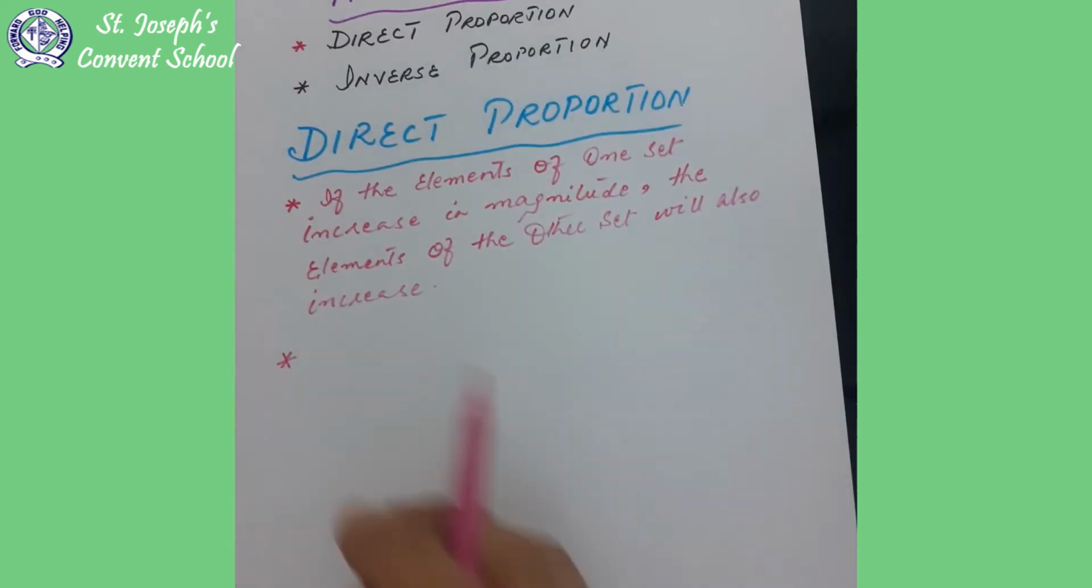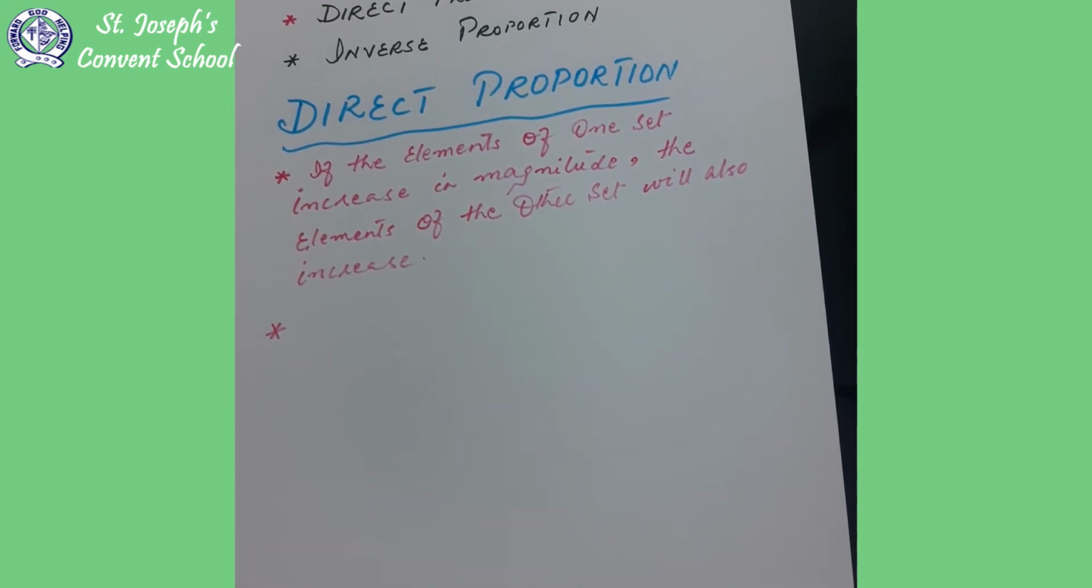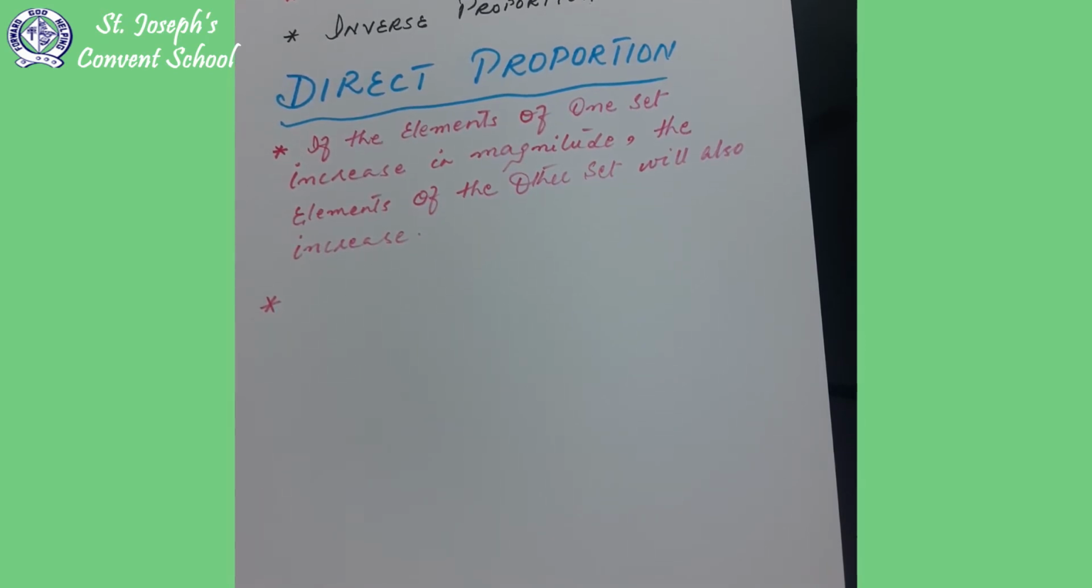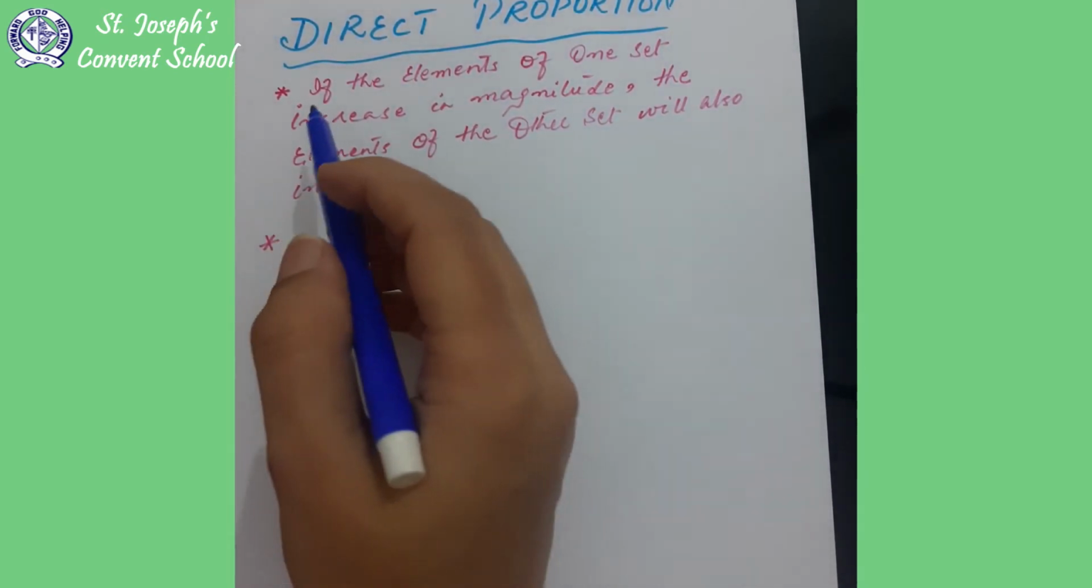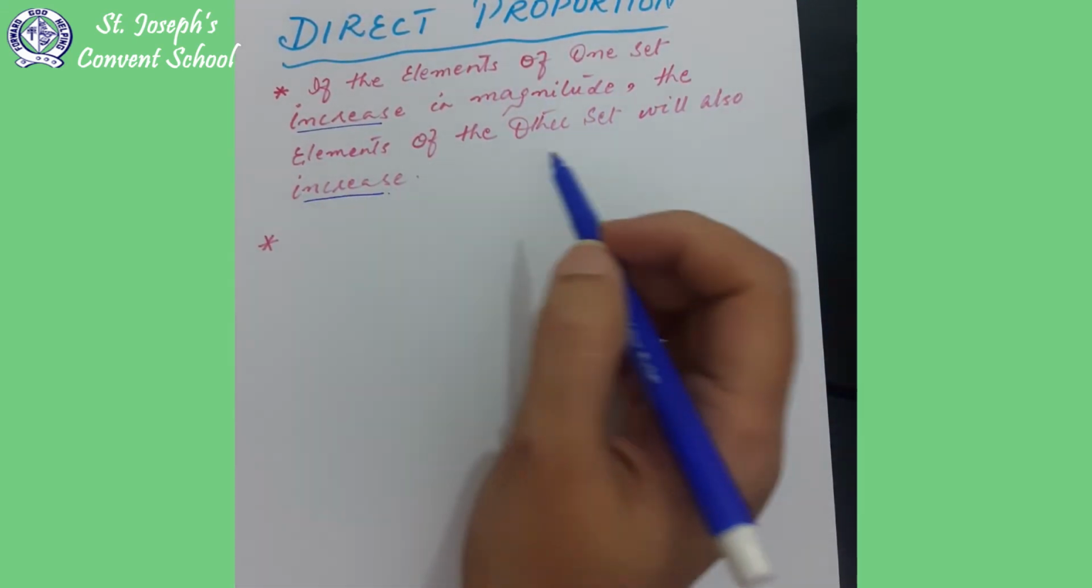And the next point is, if the elements of one set decrease, the other will also decrease, okay? If one set is decreasing, the other will also decrease. So let me write this also. In this case, if one is increasing, the other will also increase, okay?